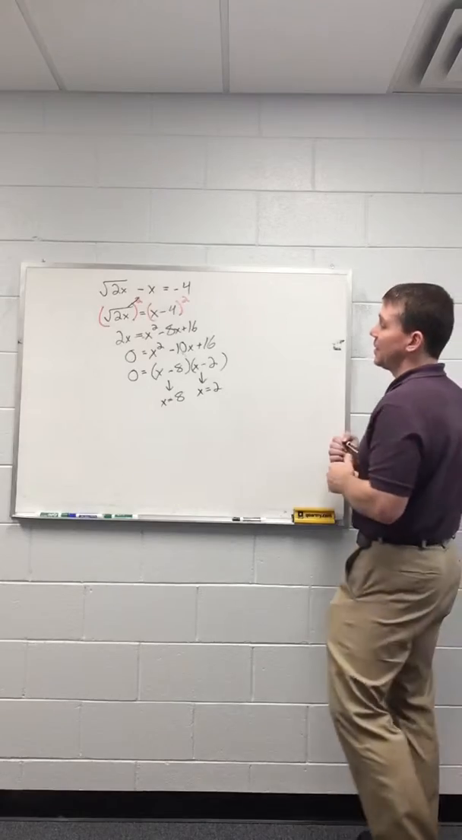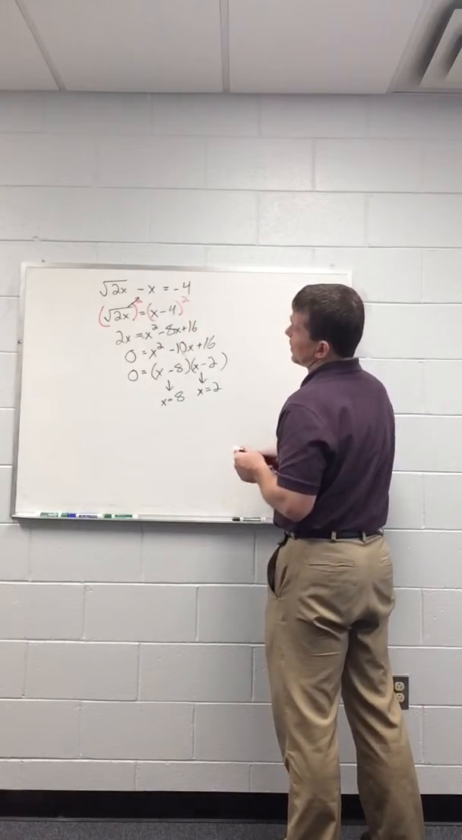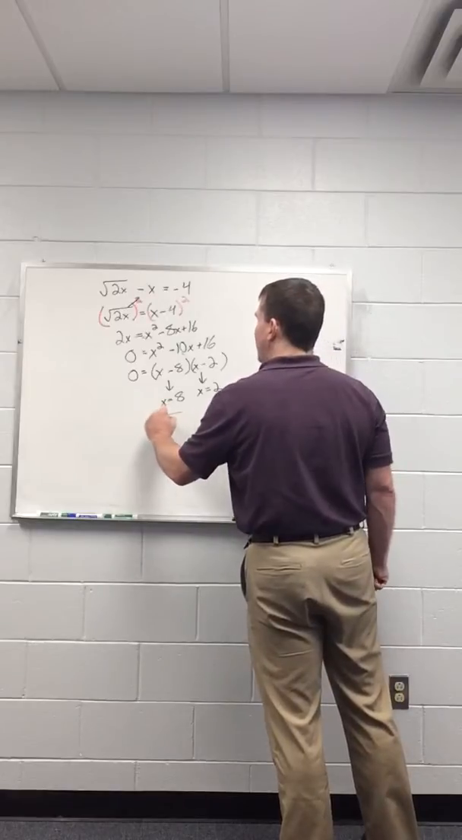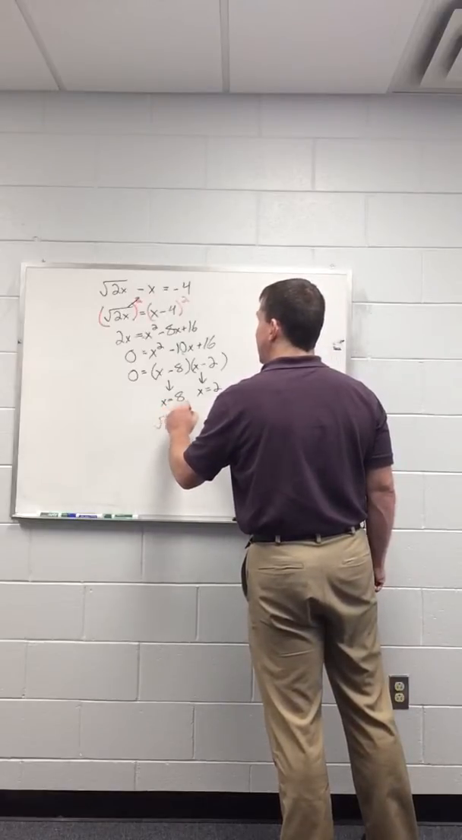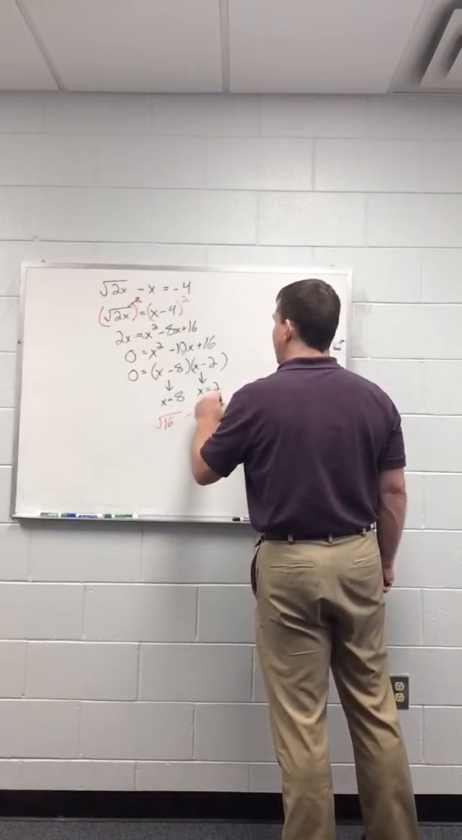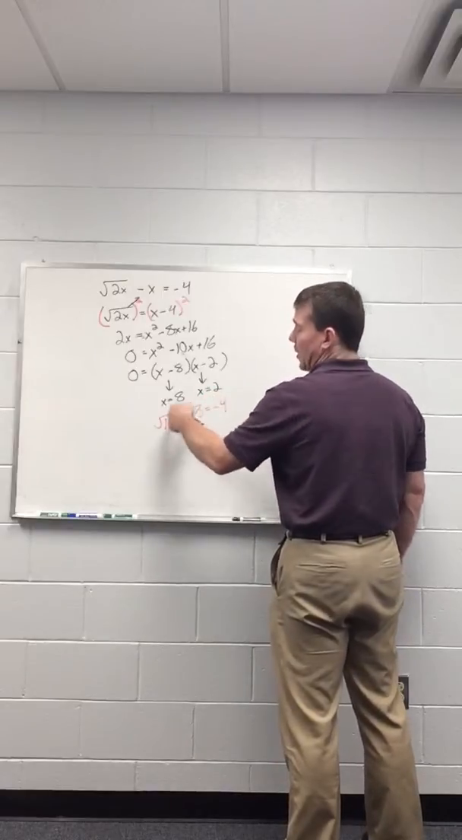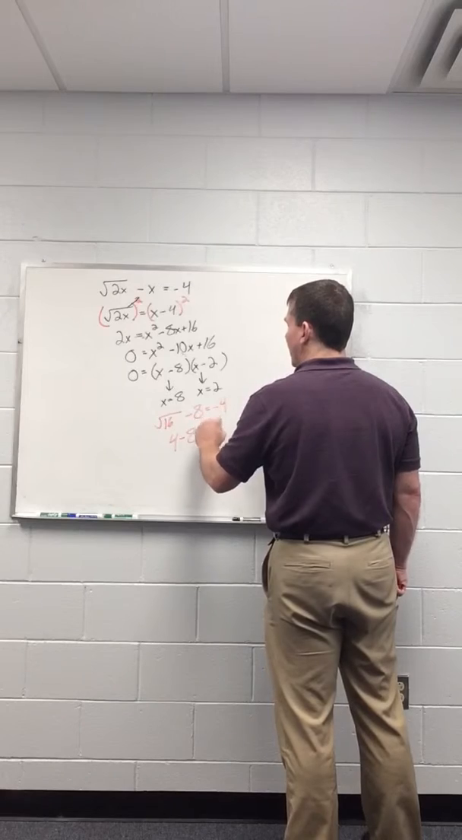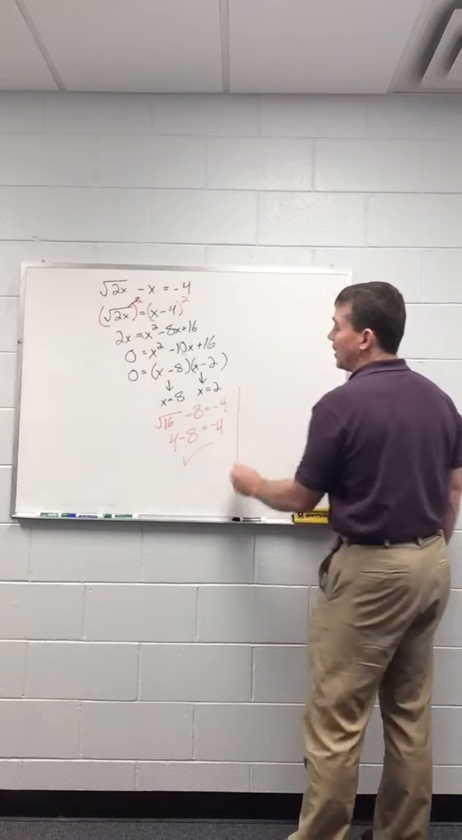And then the last thing I'm going to do, plug those in to see if they're extraneous. If I plug in the 8, I get the square root of 2 times 8, which is 16, minus 8 equals negative 4. The square root of 16 is 4. 4 minus 8 equals negative 4. That's definitely true, so we're good.